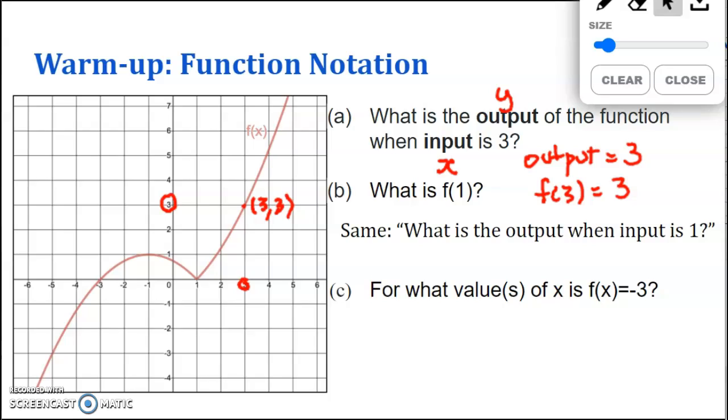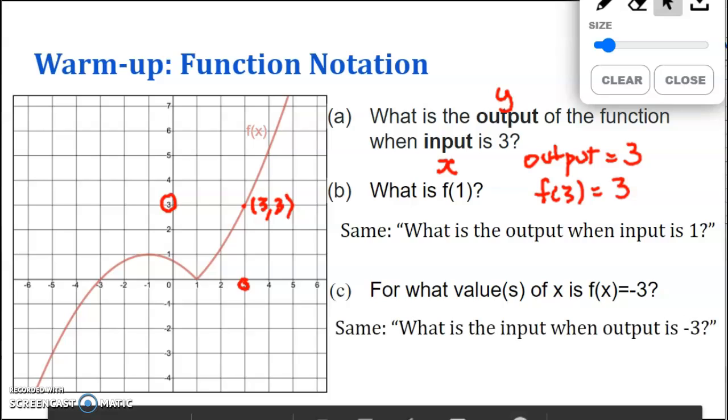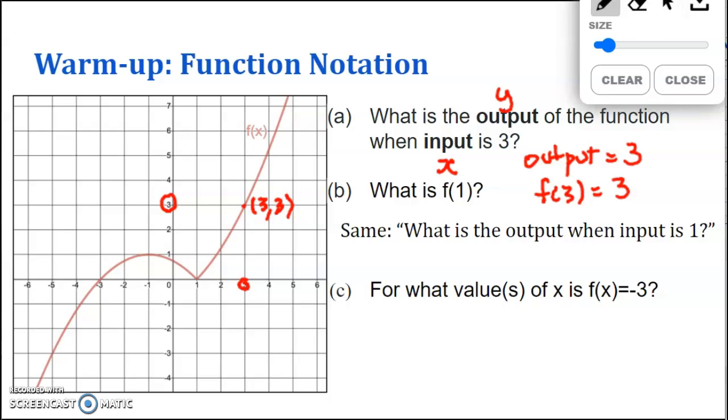So the input in this case, instead of 3 as in question A, it's 1. Input is 1. That means the x value is 1. What is the output? What is the y value when x is 1? From the graph, when x is 1, this point right here on the graph, y is 0. So we will write this as f of 1 is equal to 0.